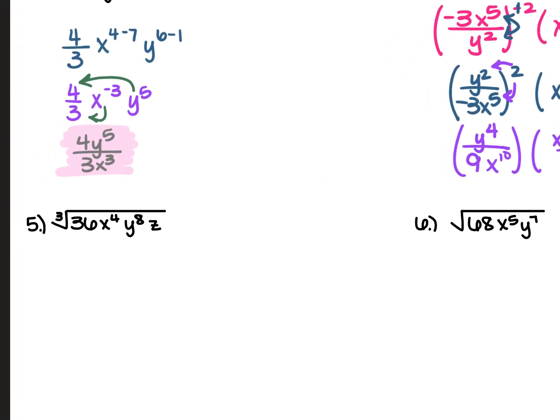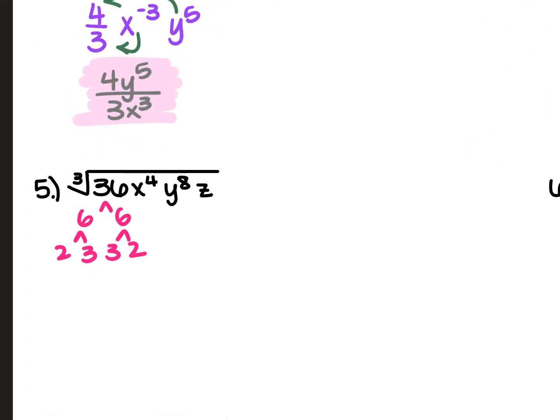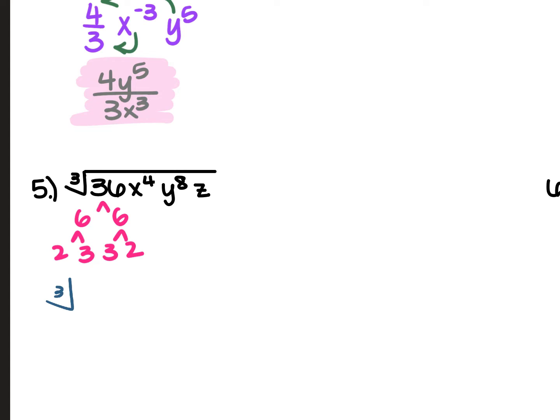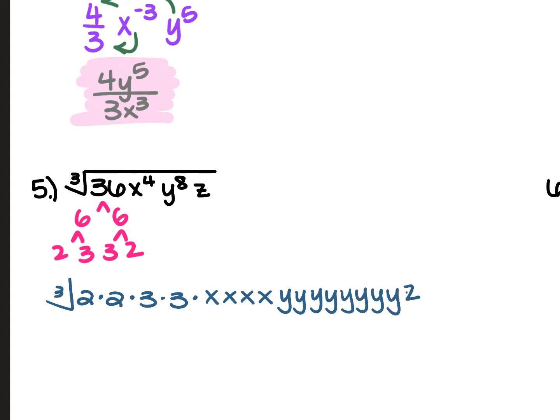So if we look at this one, that 36 is 6 times 6. 6 is 2 times 3. So this can be rewritten as the cube root of 2 times 2 times 3 times 3 times x to the 4th times y to the 8th times z.